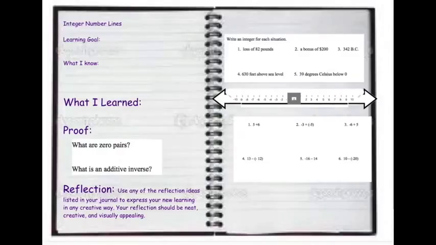Your proof problem for today is a little interesting. The first question says, what are 0 pairs? And the second question says, what is an additive inverse? These are both things that we learned about in class, and I want to see what your interpretation of those definitions would be.